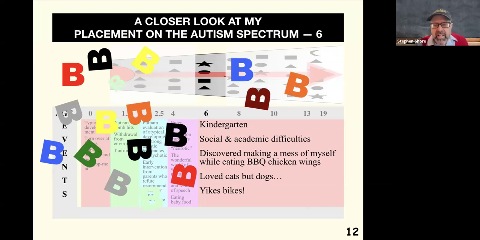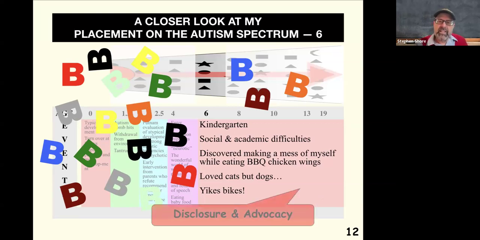But fortunately, we now know a lot more about supporting students, both autistic students and non-autistic students, to learn more about each other and getting along with each other.